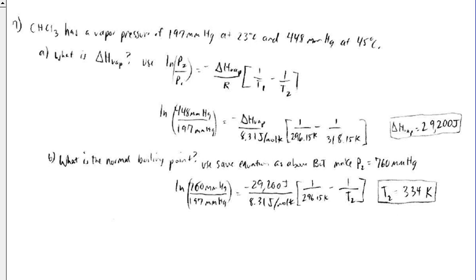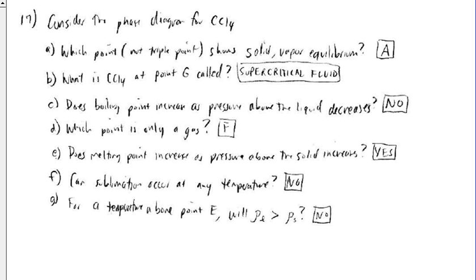Take a look at problem 17. In problem 17, you're considering a phase diagram for CCl4, which I did not picture here. Apologies for that. But you're looking to see what things are true about it, and they give a bunch of different examples here. They say which point will show solid vapor equilibrium, and that's point A on the phase diagram. They want to know what point G is called. That's where you've got a supercritical fluid. They want to know does the boiling point increase as the pressure above the liquid increases? The answer is no to that.